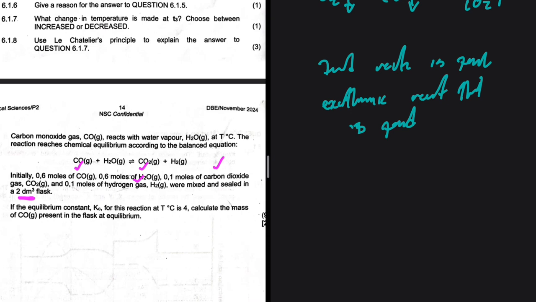But anyway, if the equilibrium constant Kc for this reaction at 2 degrees Celsius is 4, calculate the mass of carbon monoxide present in the flask at equilibrium.